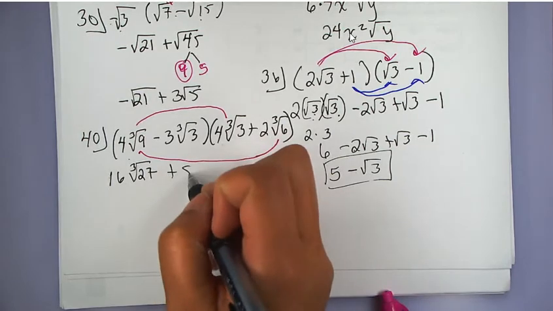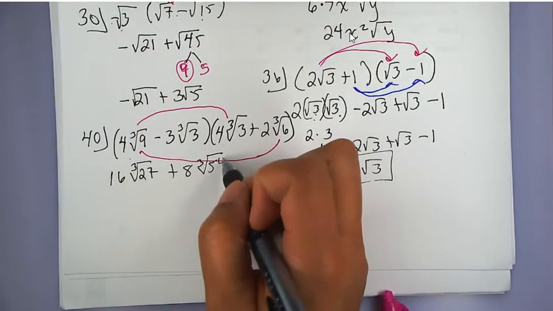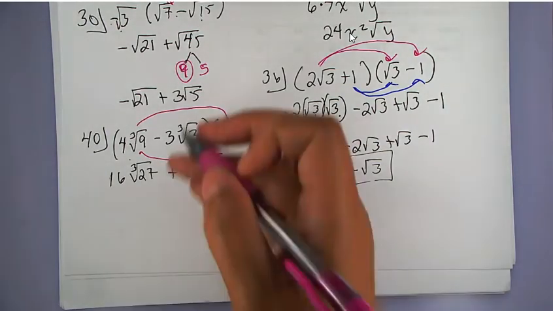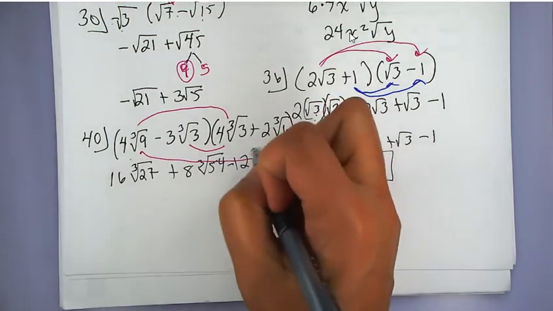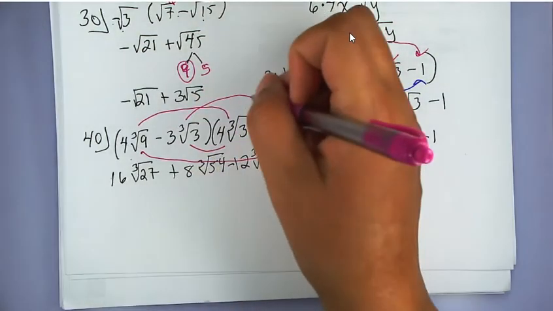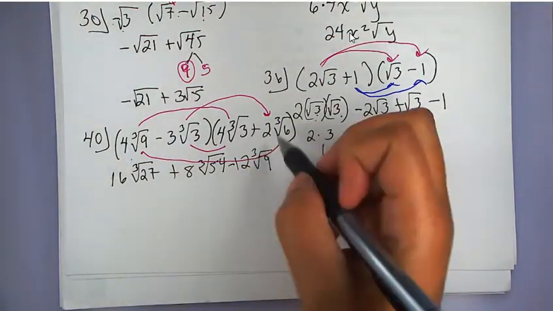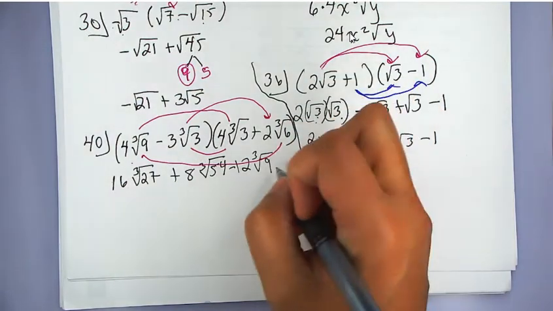Well, cube root of 27 is just 3. So that ends up being 48, since 16 times 3 is 48. Plus 8 times the cube root of 54. Well, 54 is nothing but 27 times 2. The cube root of 27 is 3, so 8 times 3, and then we have the cube root of 2 left over.